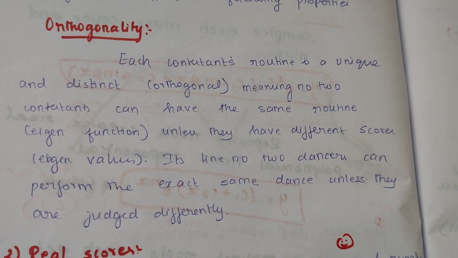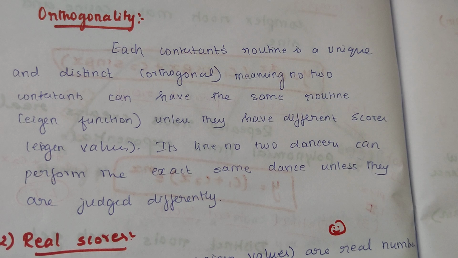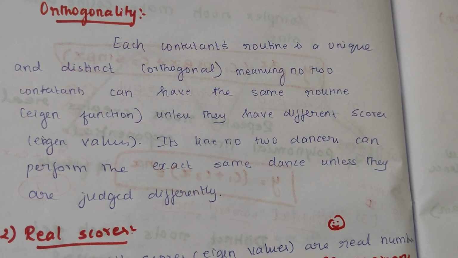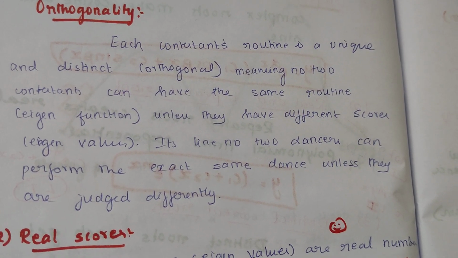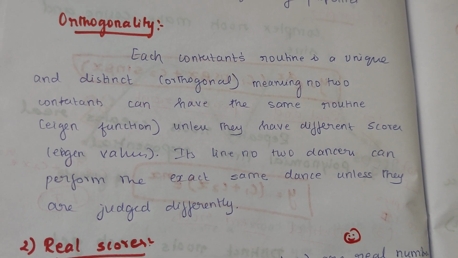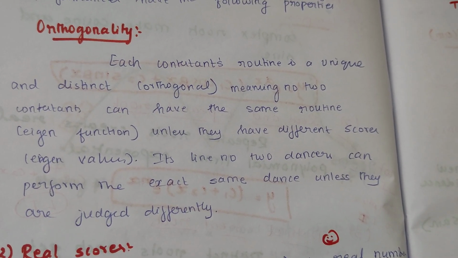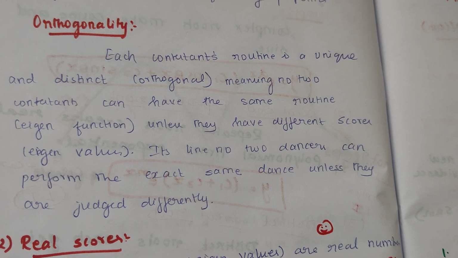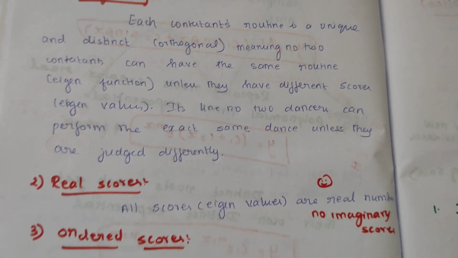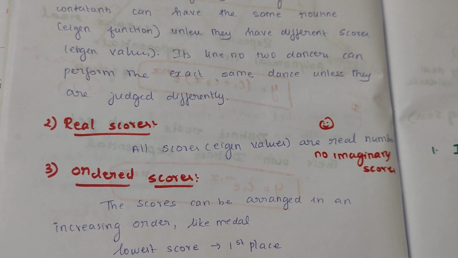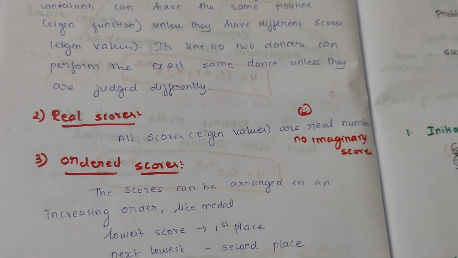It's like no two dancers can perform the exact same dance unless they are judged differently. Orthogonality means what? Basically perpendicular, different, right? So we have to think about it. The eigenvalues should be different. Then real scores: all scores, the eigenvalues, are real numbers, no imaginary scores.